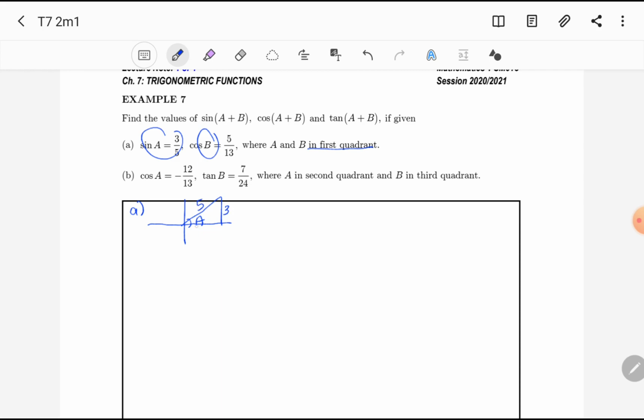3/5. So, agak-agak. Okay. Agak-agak. Berapa side yang bawah tu? Yang adjacent tu? Yes? Betul. Using Pythagorean theorem, so akan dapat 4. Very good. Okay, itu A.